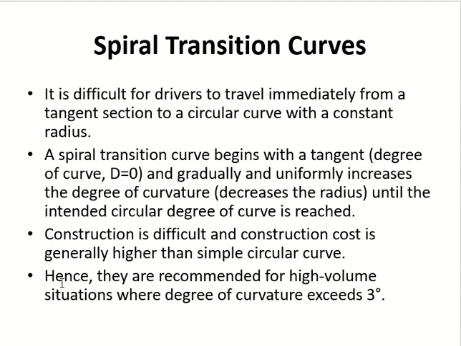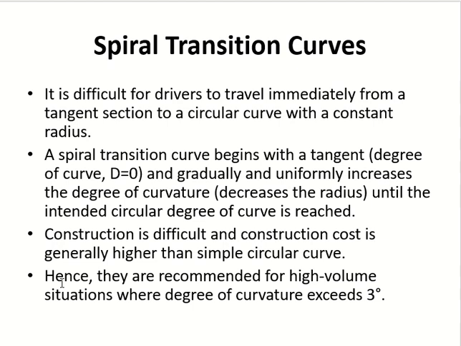Which is fine, because the curve is designed for the speed of the road. In most of the cases, fine. But in some cases, the curve could be very sharp. The circular curve which you have designed could be very steep, very sharp. So in those cases, we try to provide some extra safety for the driver by inserting a spiral transition curve between the tangent and the circular curve. So the circular curve is not directly joined with the tangent. The tangent is joined with the spiral curve, and the spiral curve takes the driver to the circular curve.